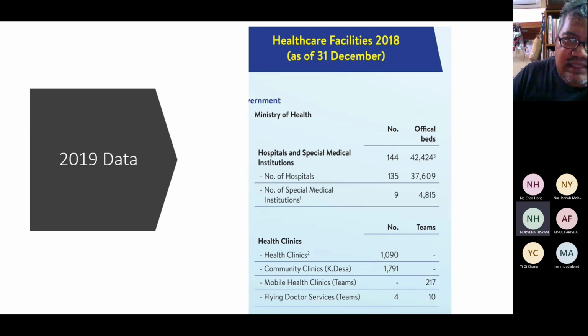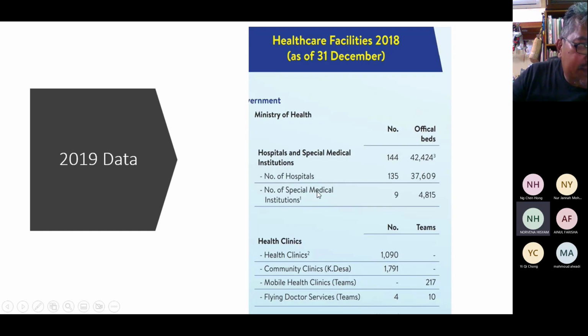Even the 2019 data, based on the 2018 data, not much has changed. The number of hospitals are the same at 144. The number of health clinics is now at 1,090. And the rural health clinics, there are 1,791. Okay. So these are the data that we have.